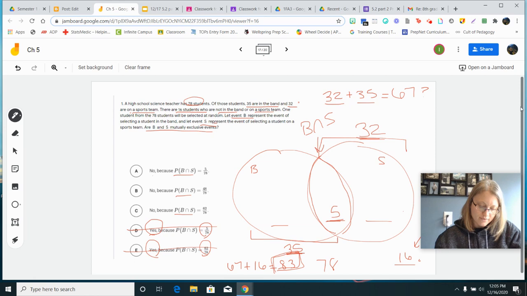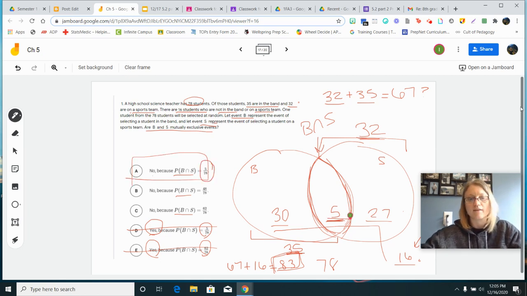So my overlap is 5, which means there's 30 people here, which I don't really need, but just for the fun of it, we can fill it in. 27 people there. If I add all those 4 numbers together, I should get 78. So in that case, that means 5 people have to be in both camps. That means that you have a 5 out of 78 chance of picking somebody that does sports and is in band. So these are not mutually exclusive. There's 5 people here. So A is going to be the best option because it shows us the probability of getting that overlap, 5 out of 78.